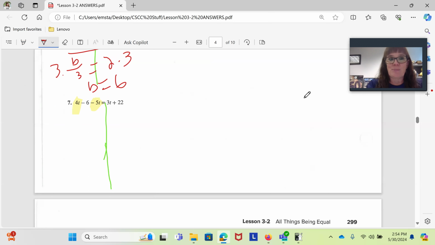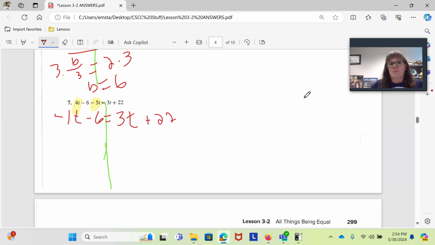So the first thing I have to do is combine like terms. 4t minus 5t is negative 1t. I haven't done anything with the 6, and I haven't done anything with the right side yet. I do not generally count that as a solving step because it's just a simplifying step.